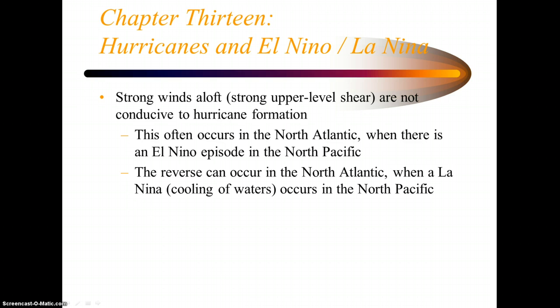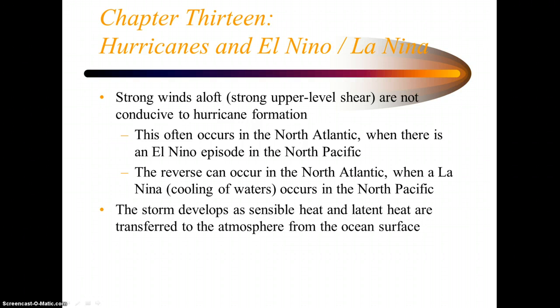Now in Chapter 14 we'll talk more about El Nino and La Nina and what that's all about. But suffice it to say for now that strong winds aloft, which cause strong upper level wind shear, are not conducive to hurricane formation, and those tend to occur in the North Atlantic when there's an El Nino episode in the North Pacific, which is the unusual warming of Pacific waters. The reverse can occur in the North Atlantic when a La Nina, or cooling of Pacific waters, occurs. So there is some sort of an association there based on research that there tends to be more hurricanes in the Atlantic when there's an El Nino in the Pacific, and vice versa.